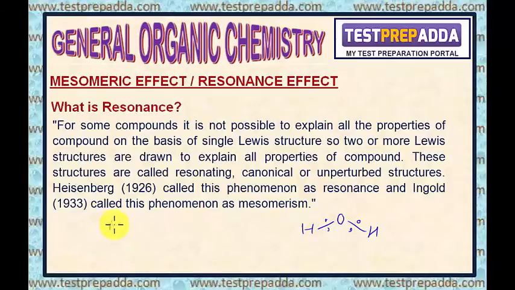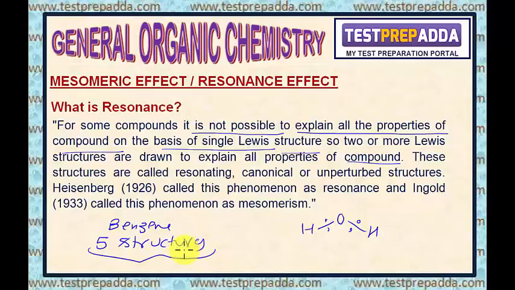But for some compounds like benzene, it is not possible to explain all the properties of the compound on the basis of a single Lewis structure. So, two or more Lewis structures are drawn to explain all properties of the compound. For example, for benzene, we draw five structures, and we have discussed this in the session where we talked about resonance. These structures are called resonating, canonical, or unperturbed structures. In 1926, Heisenberg called this phenomenon resonance. And in 1933, Ingold called this phenomenon mesomerism.